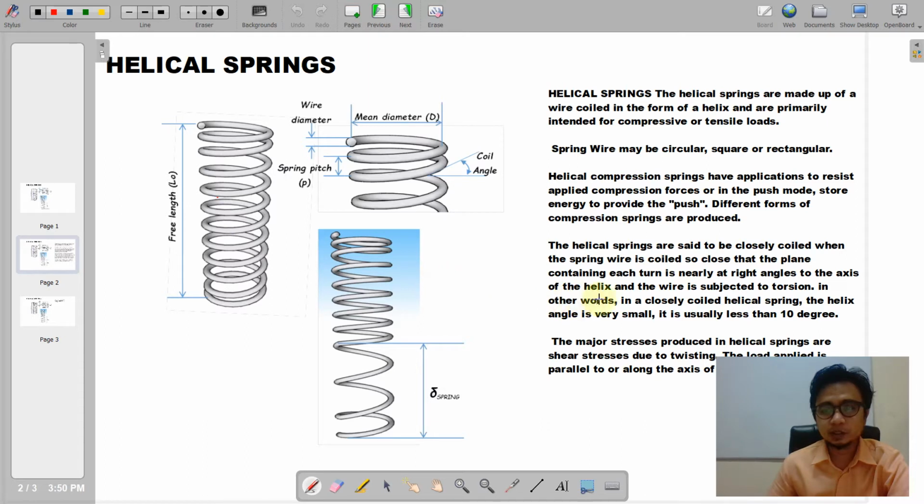The helical springs are said to be closely coiled when the spring wire is coiled so close that the plane containing each turn is nearly at right angles to the axis of the helix, and the wire is subjected to torsion. So the main stress in helical springs is actually twisting. You expect here some properties like modulus of rigidity as well as inertia. The helix angle is very small, usually less than 10 degrees.